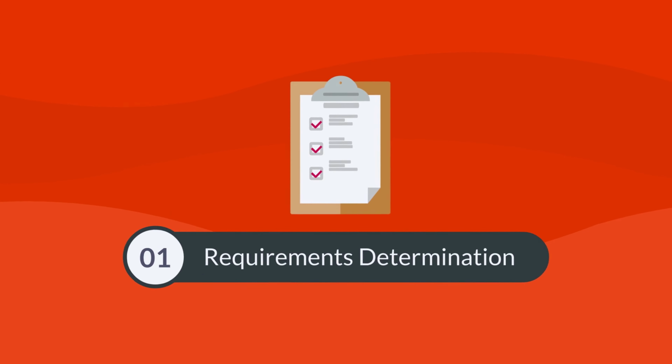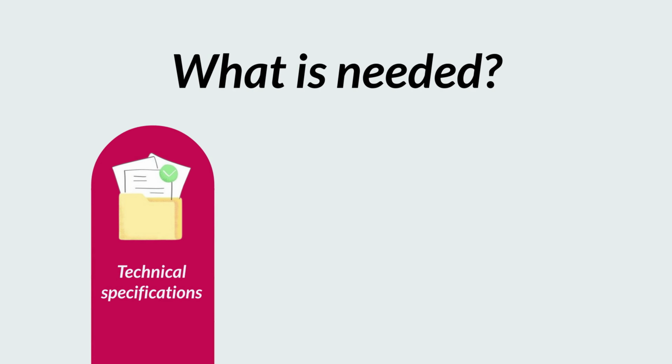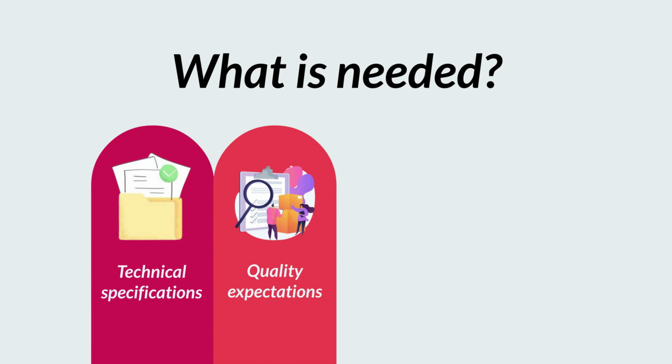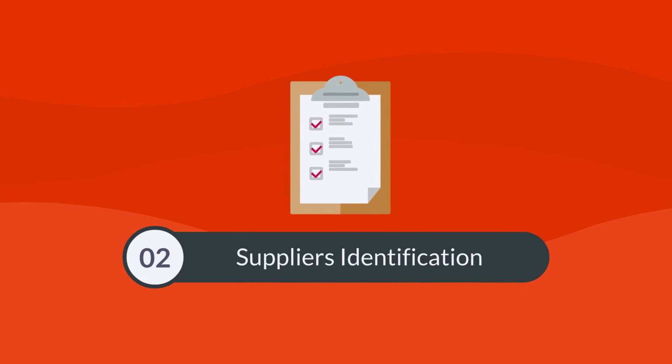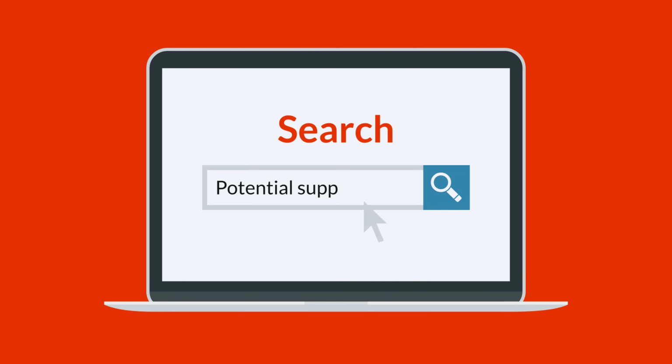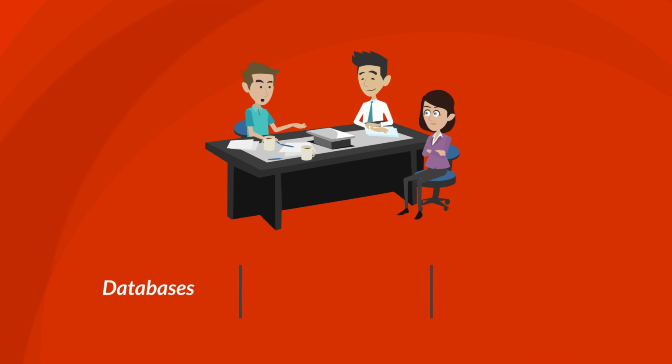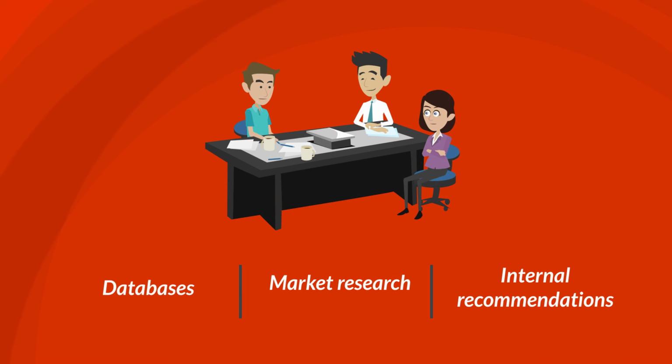Step 1. Requirements determination. Clearly define what is needed: technical specifications, quality expectations, delivery terms, and risk criteria. Step 2. Suppliers identification. Search for potential suppliers through databases, market research, or internal recommendations.